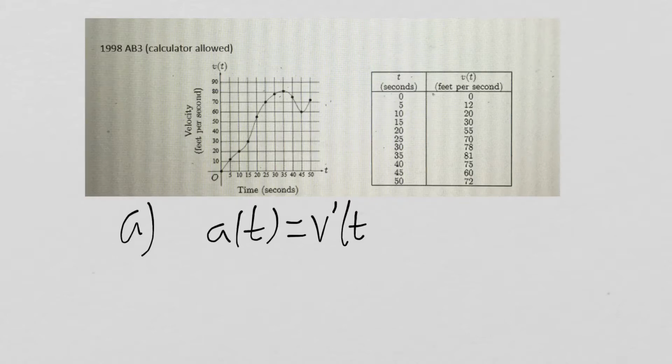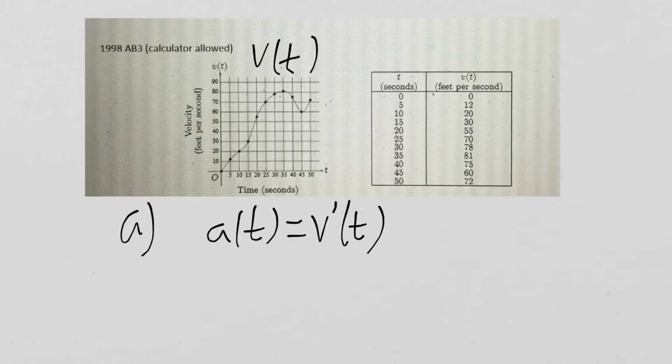All right, we have a nice graph here of a velocity. We also have a table showing some values of the velocity over time. And the first question says, during what intervals of time is the acceleration positive? So A of t is going to be the same as v prime of t, and this is our graph of v of t.